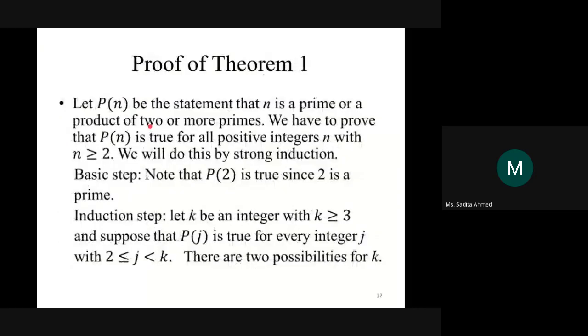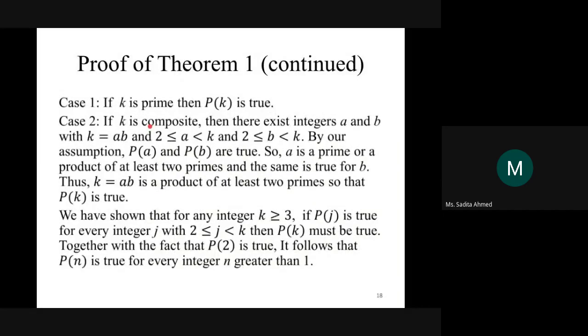If k is a composite, what does it mean? If k is a composite, it means that there is some other integer between 1 and k, greater than 1 and less than k, which can divide the number k. That is what composite means. If k is composite, it means that other than 1 and k itself, there is at least one other integer which can divide k. Yeah?